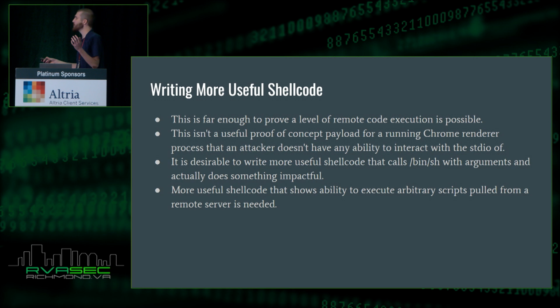This might not be enough for us to show the impact we want to show to the program. This is not a useful payload for us to run. There's nothing we can interact with. It's very limited. This payload was really built to run against an interactive V8 shell versus a production Chrome instance. So we want to write more useful shellcode that calls bin/sh with arguments, that pulls a remote shell script from a web server and executes that, because that'll show we can do literally anything.